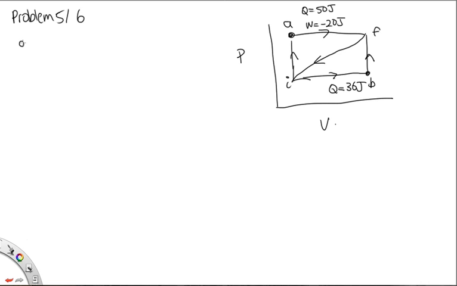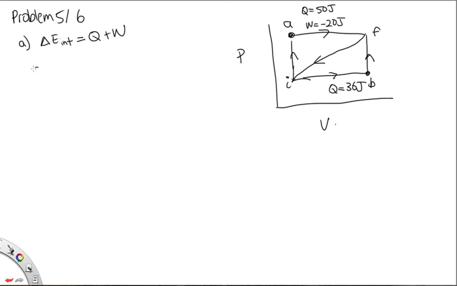Okay, now part A asks us, what is the work done along path IBF? Well, I and F are fixed states, so we know that the change in internal energy is the same between these two states no matter which path we take. And the change in internal energy is equal to Q plus W.